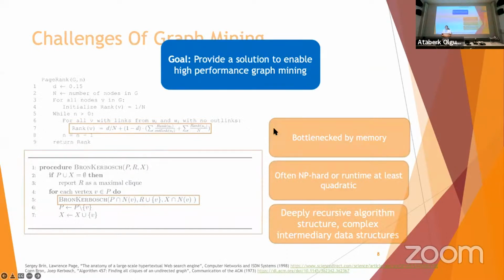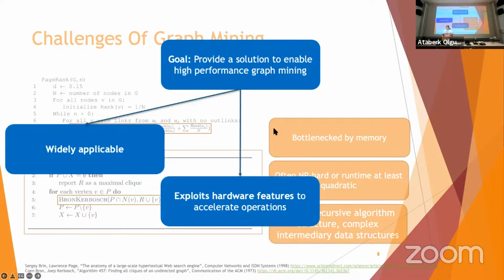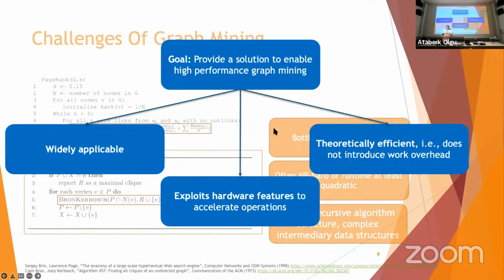So the goal is to provide a solution to enable high-performance graph mining, which is the fast execution of such algorithms. It should be applicable to many algorithms. It should exploit the hardware features to accelerate the operations. And last but not least, it should be theoretically efficient. Why? Well, if we accelerate but introduce a lot of overhead, then we've gained nothing.